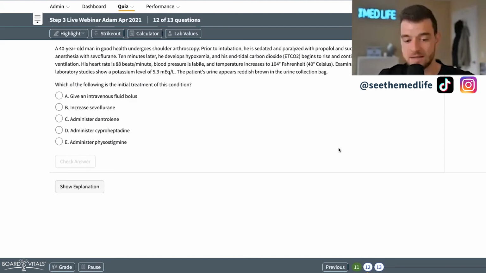10 minutes later, he develops hypoxemia and his end tidal CO2 begins to rise and continues to rise despite increased ventilation. His heart rate is 88 beats per minute, blood pressure is labile, and temperature is 104. Pretty high for someone who's just laying there during surgery. Exam reveals muscular rigidity, and lab studies show a K of 5.3. The urine appears reddish brown in the urine collection bag. What is the treatment of this condition?